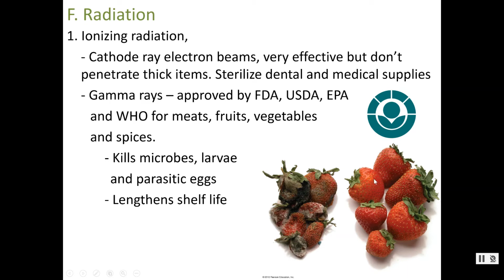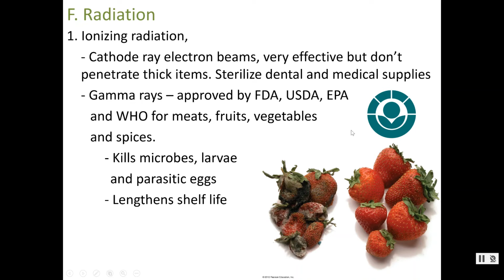So what is a way, and why do they do this? Well, that's bacteria. There's bacteria on here. There's fungus on here. That is, the microorganisms are growing. They're using the strawberries as a food source, and my strawberries are rotting. This is a problem. So I like my strawberries, but I don't want all the microorganisms that come with them. If I treat my strawberries, or if the companies treat the strawberries with these gamma rays, which are approved by a lot of these organizations, Food and Drug Administration, U.S. Department of Agriculture, Environmental Protection Agency, the World Health Organization, all of these have approved gamma rays to use to control microbial growth for meats, fruits, vegetables, spices.